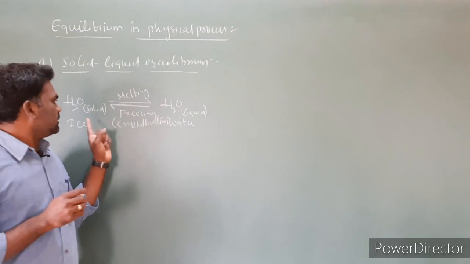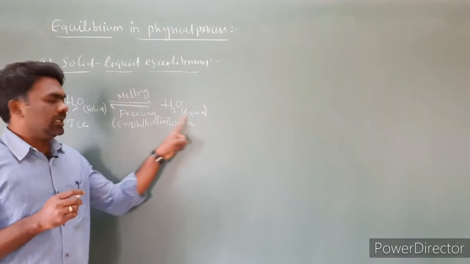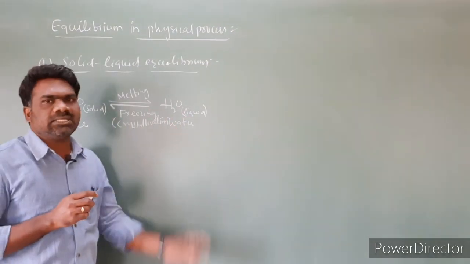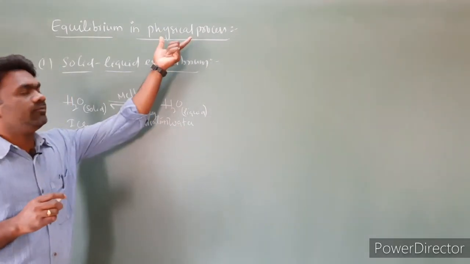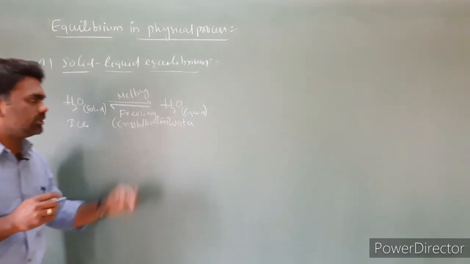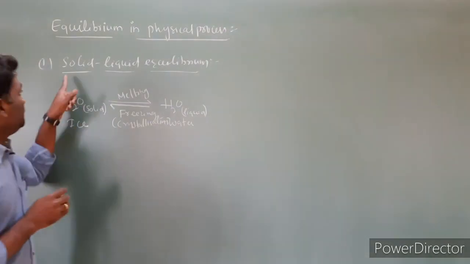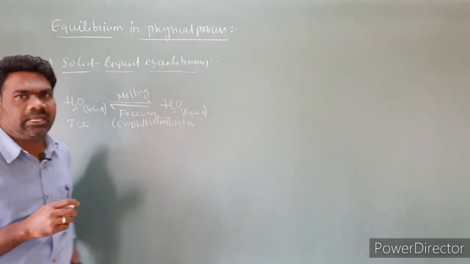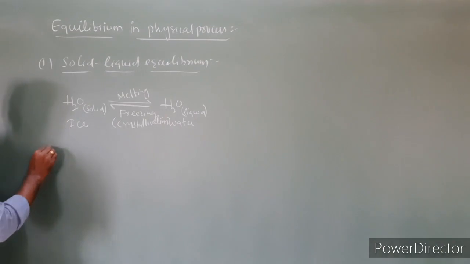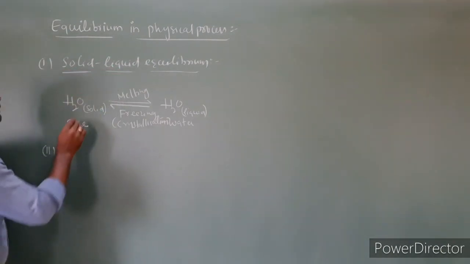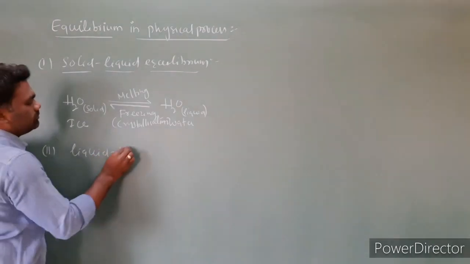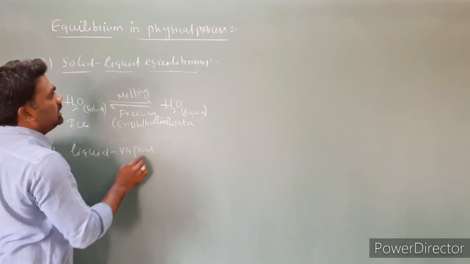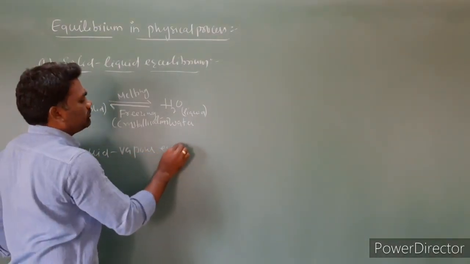If you look at this, the solid and the liquid, the ice and the water, exist in equilibrium. This is an example of a physical equilibrium, that is, solid liquid equilibrium. And the second one is liquid vapor equilibrium.